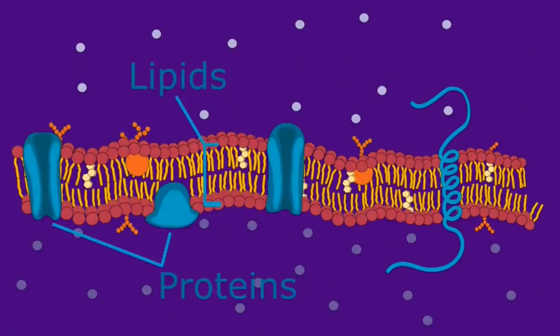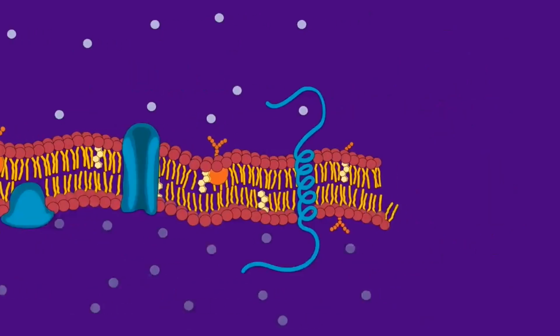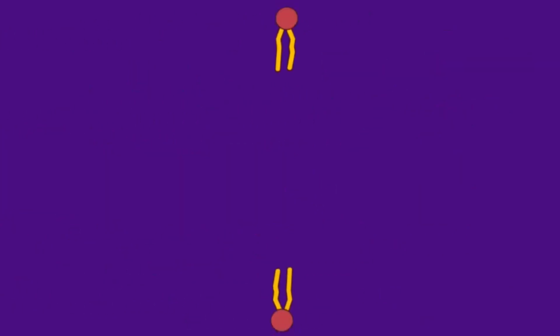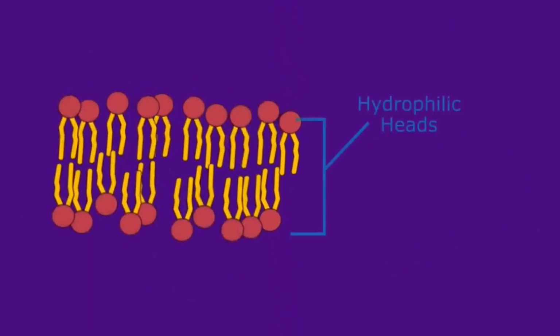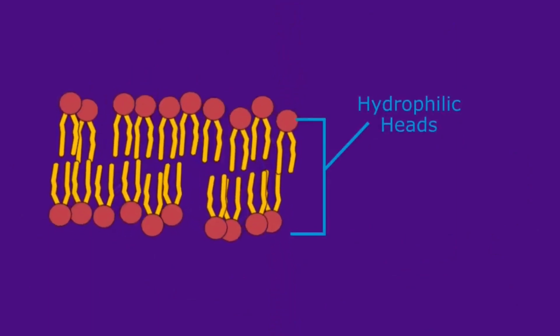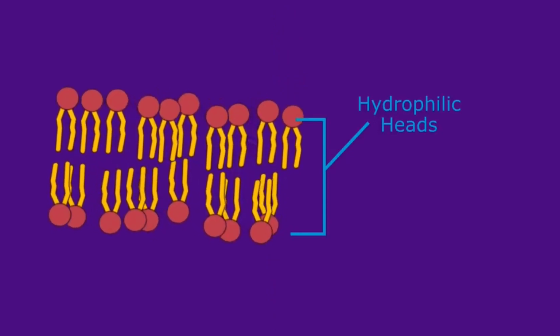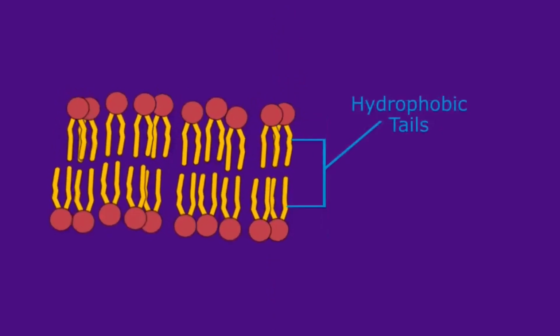The framework of the cell membrane is made up of a phospholipid bilayer. The layers of phospholipids self-assemble such that the hydrophilic heads form the exterior and the hydrophobic non-polar tails face each other, that is, the interior of the membrane.